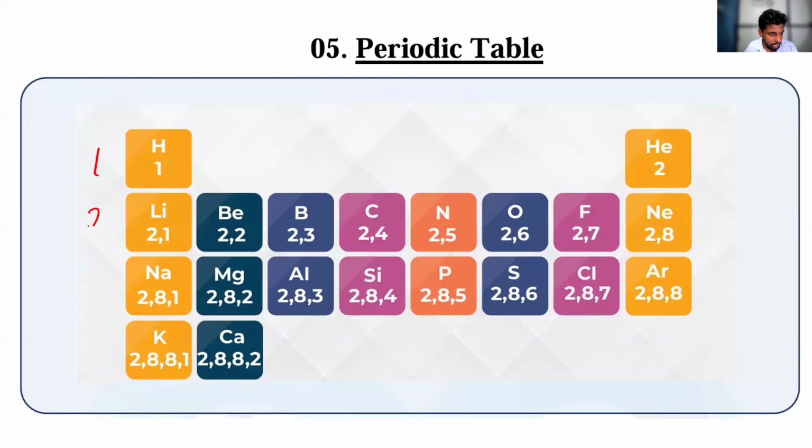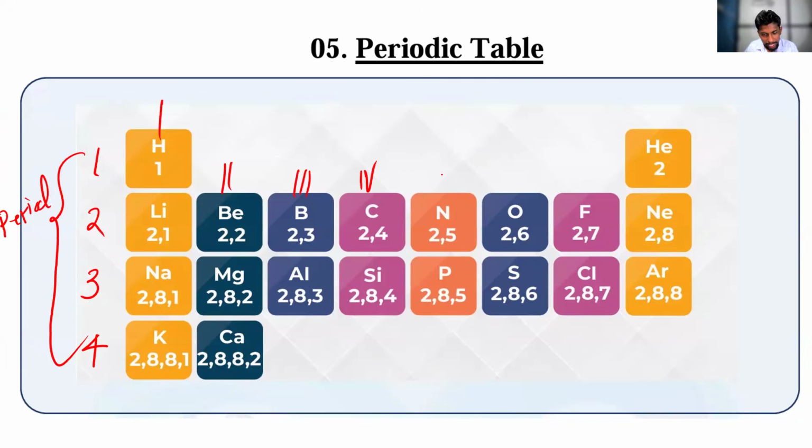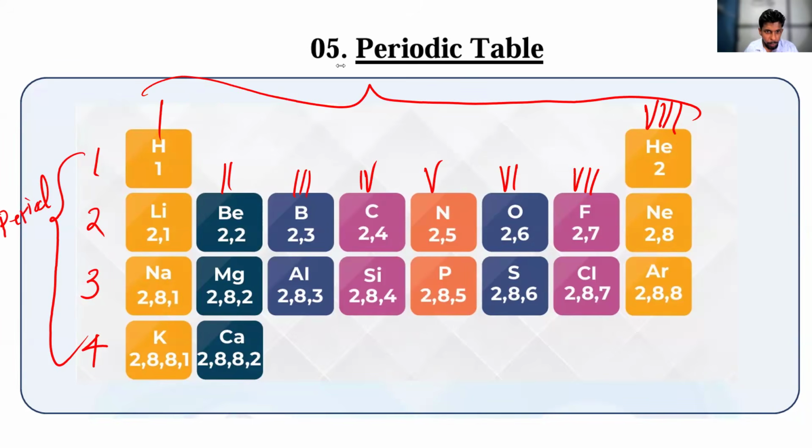These are periods. We can write that in, okay? I forgot to tell you that one. These are periods, and these are called groups. When you are writing the groups, we want to use the Roman numerals. These will be the groups. You can label the groups and the periods there, right?